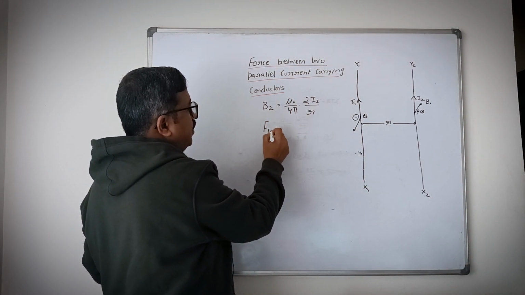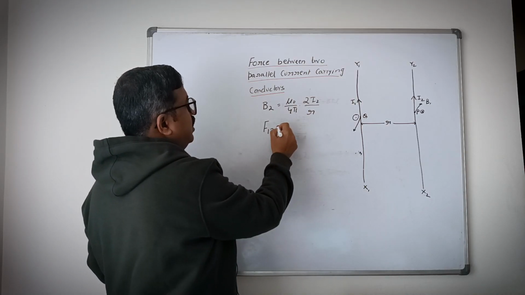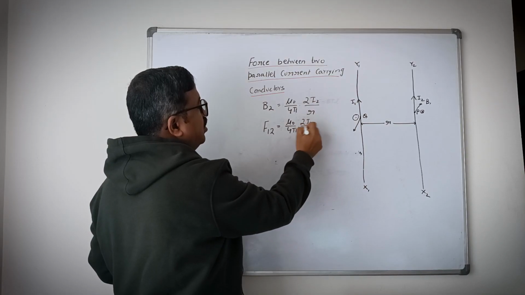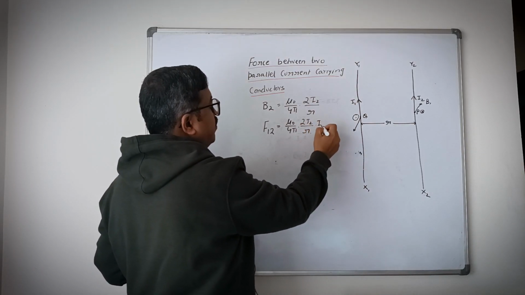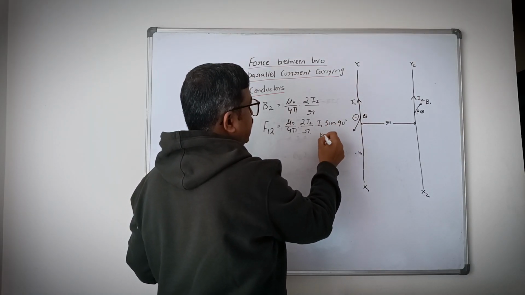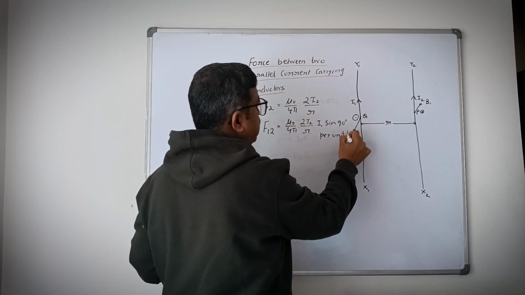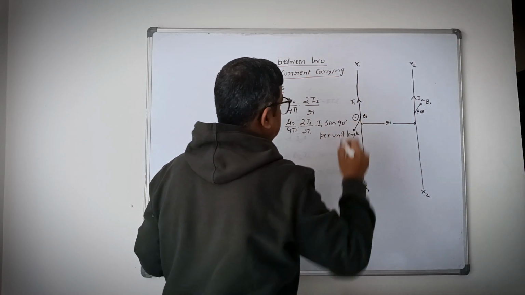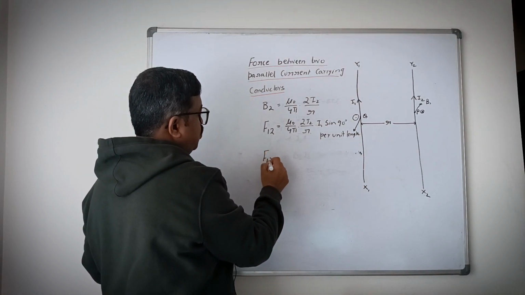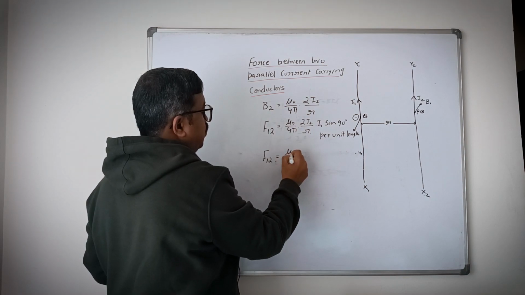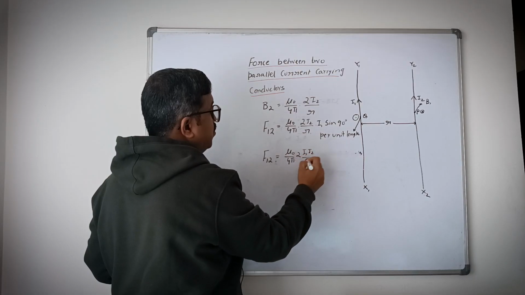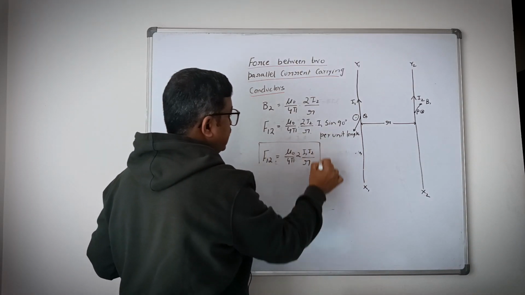Therefore, the force exerted on 1 due to current in 2 is equal to mu naught by 4 pi into 2 I2 by R into I1 sine 90. Once again, we have not taken length because we are going to write this as force per unit length. So what we got? We got F12 is equal to mu naught by 4 pi 2 I1 I2 by R. So both forces are the same.